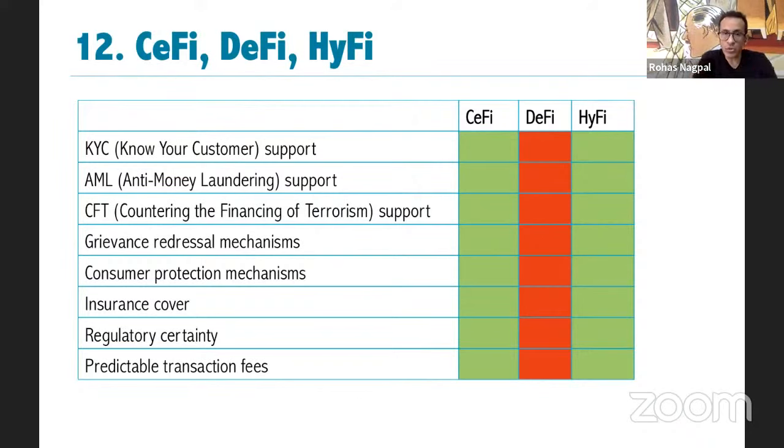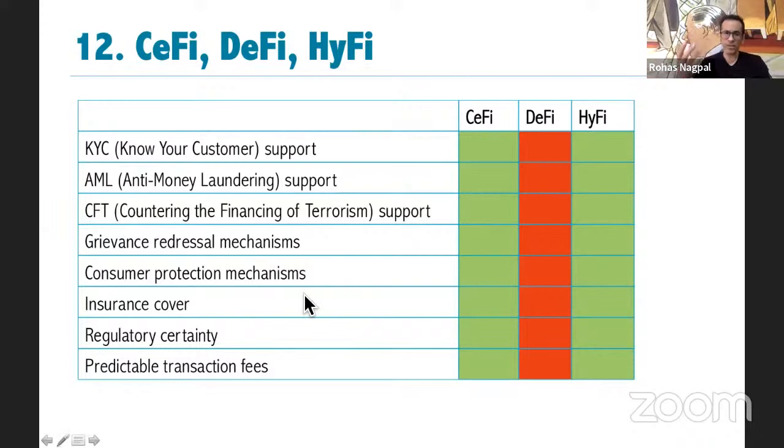Then, do you want terrorists to use the blockchain? No. So you have a thing called CFT, countering the financing of terrorism. Again, DeFi doesn't handle that. Then you have grievance redressal. What if your crypto is stolen? Consumer protection. In the conventional world, you can do virtually nothing. You make a mistake and send it to the wrong person, your crypto is gone. Someone hacks your account, takes your crypto, it's gone. But in hybrid finance systems, you can have these governance bodies which can get your crypto back for you. And that's one of the biggest advantages for hybrid finance.